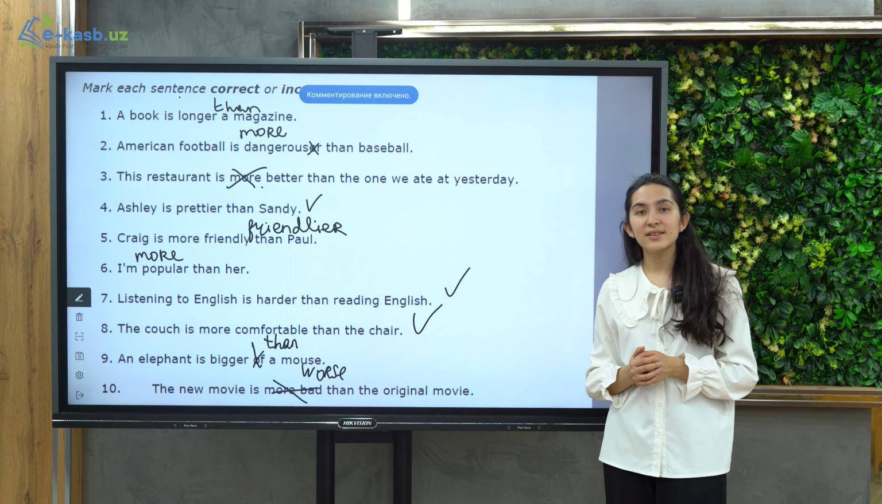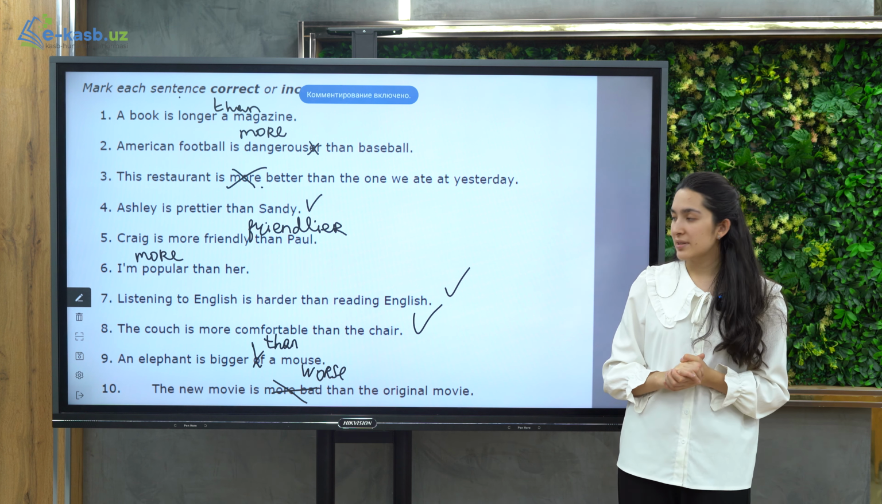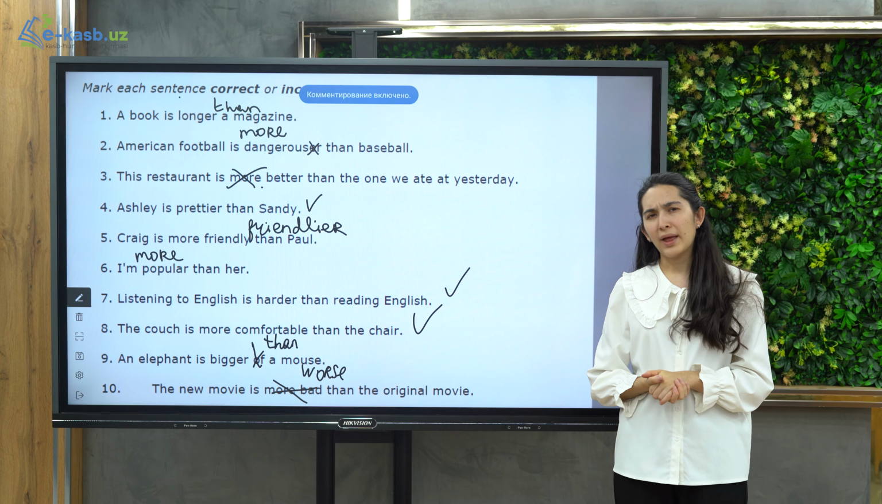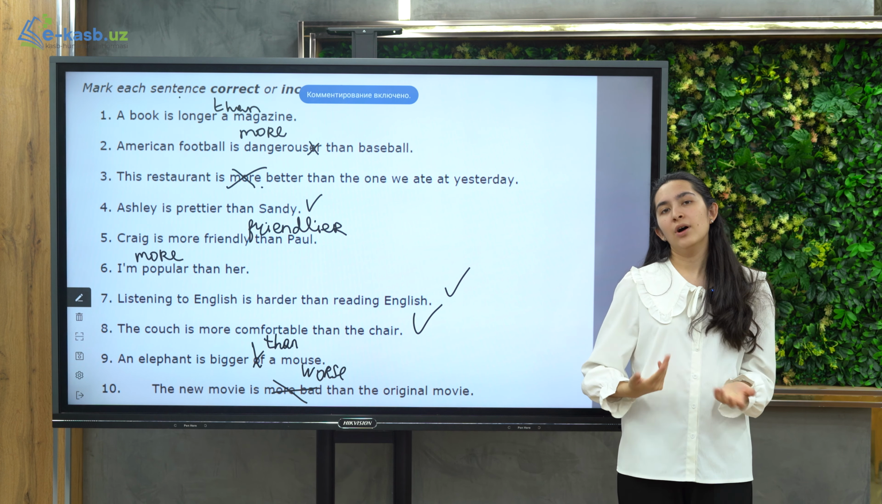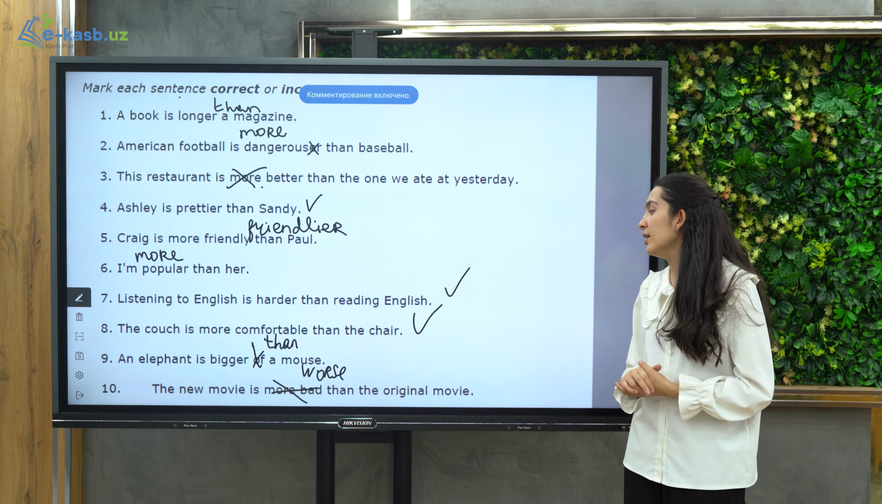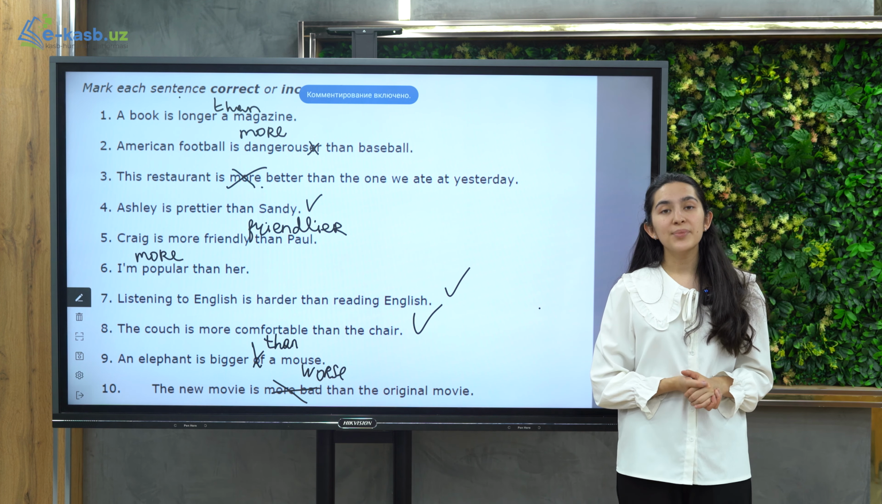And the last sentence, sentence number 10. We have here again a mistake. We never say more bad. We should say worse or better. Can we say better? Come on, no. We should say worse. The new movie is worse than the original movie. So that's it for comparative adjectives.